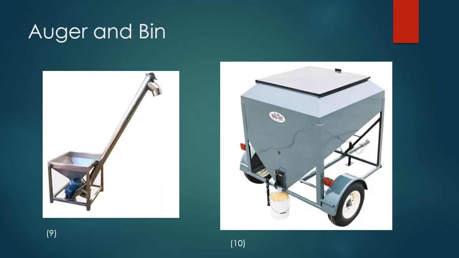Now we have the first step in the bagging process, the auger and the bin. These will be used in moving topsoil from outside to inside, to the batch mixer and then on to the bagging machine. The mix can be fed from the gate on the bottom of the mobile bin and into the hopper on the top of the auger to load it into the various equipment.